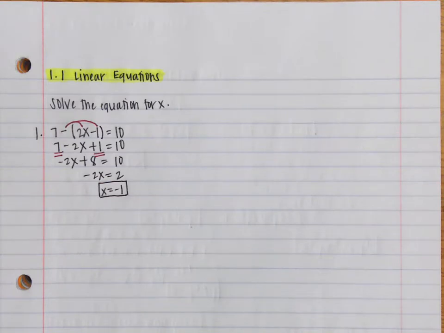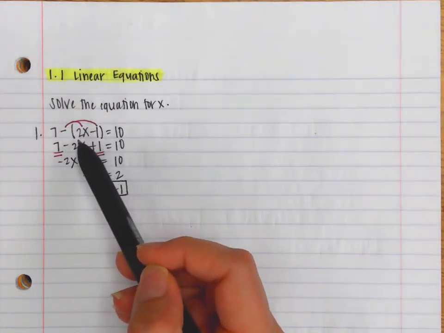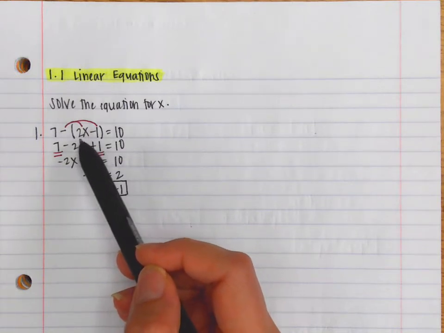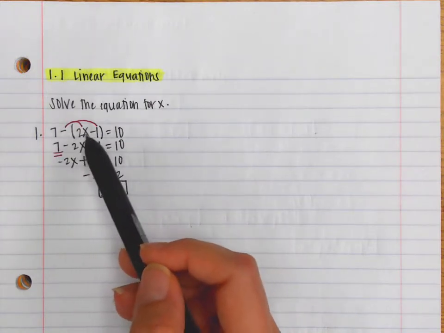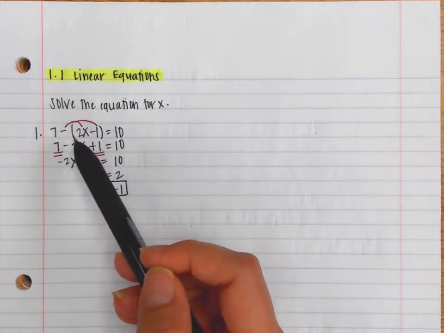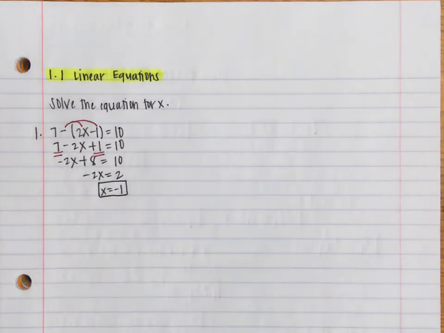Remember, you can always check your work by plugging it back in. If I plug this back in, 2 times -1 is -2. -2 minus 1 is -3. 7 minus -3, a negative and a negative make a positive. And so that gets me 7 plus 3, which is 10. So it works out. So you can always check your work with these by plugging it back into the equation.